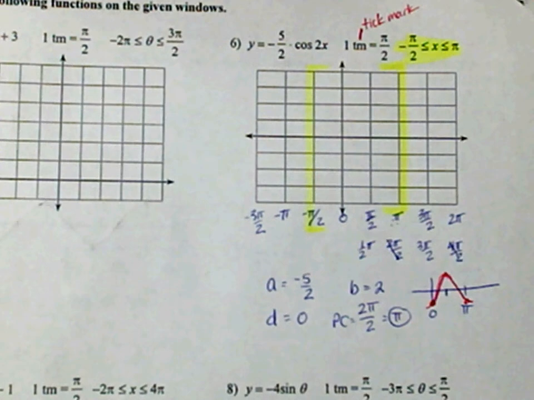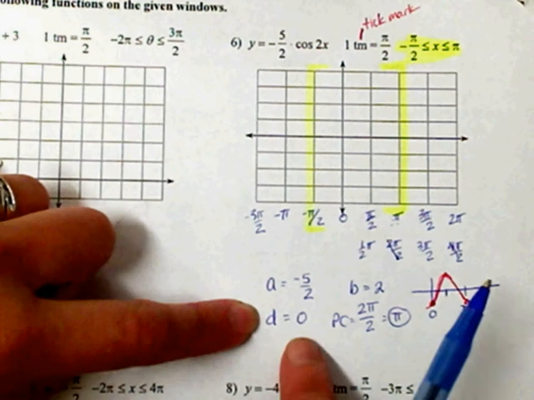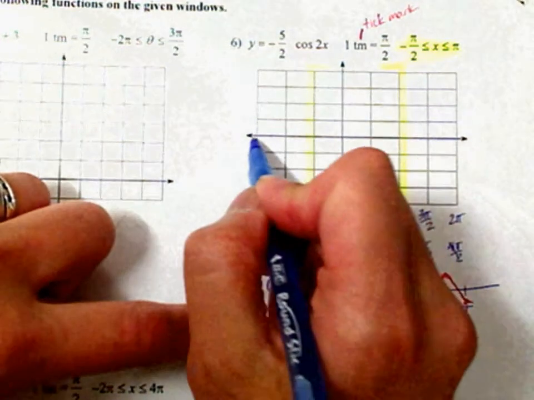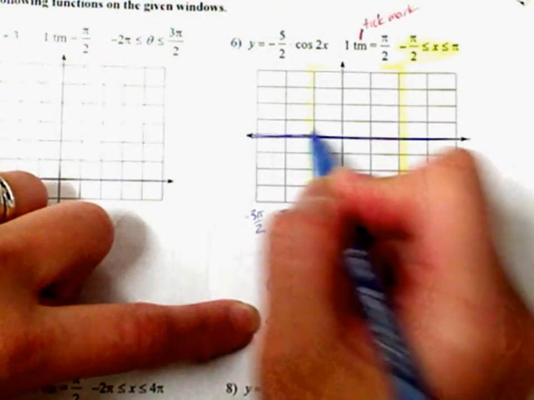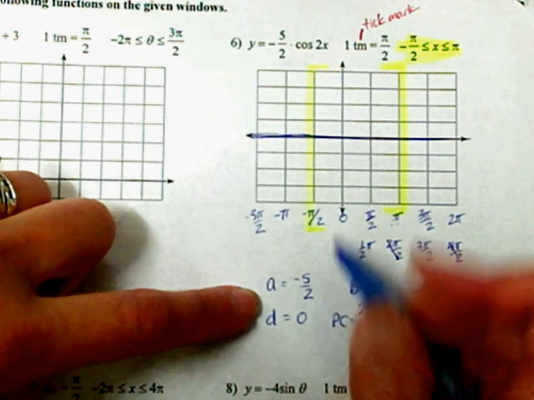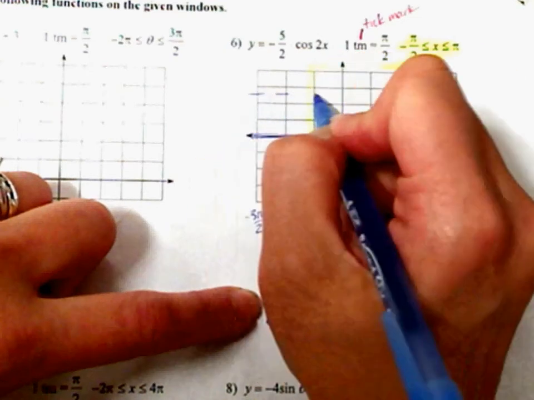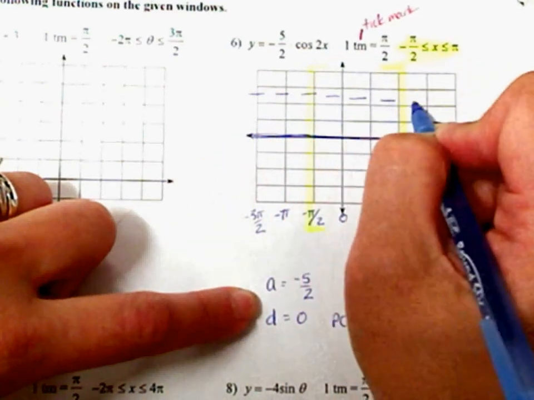Now let's go ahead and draw our D, vertical shift. There's not one, so we're going to use this one right here. Your amplitude is negative 5 over 2, which is the same thing as 2.5. So I'm going to go up 2, 1, 2 and a half. Not only are you going to go up 2 and a half, you're going to go down 2 and a half.